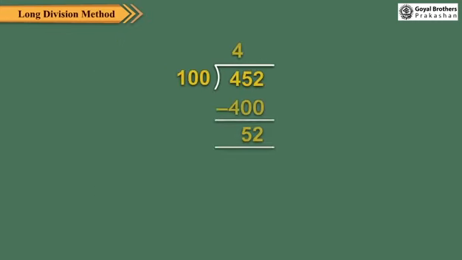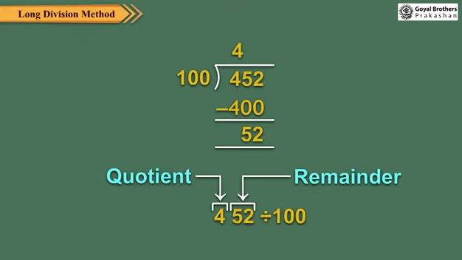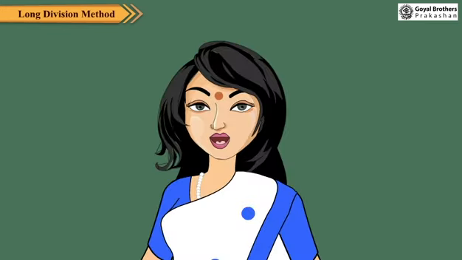So let us divide 452 by 100. We see that when a number or dividend is divided by 100, the quotient is obtained by removing the last two digits on the extreme right of the number or the dividend. The number formed by these last two digits is the remainder.